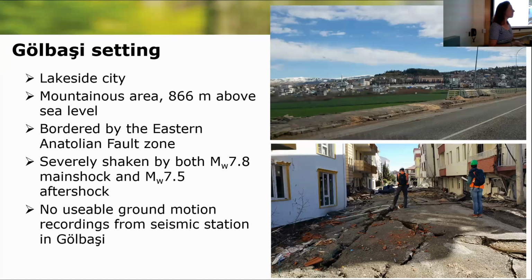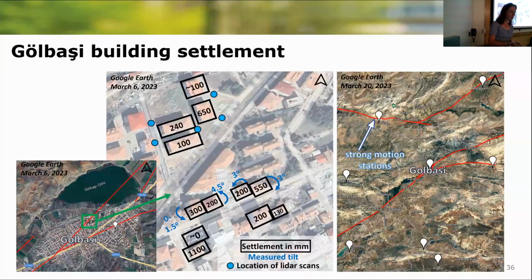Unfortunately, there is a seismic station in Gulbashi, but there weren't any usable recordings following the earthquake. And the nearest seismic station is about 40 kilometers from Gulbashi. So there's going to have to be some ground motion modeling done in order to understand the seismic demand in Gulbashi. Here's Gulbashi, and that's the station that didn't work. And then here's the strong motion stations surrounding it.